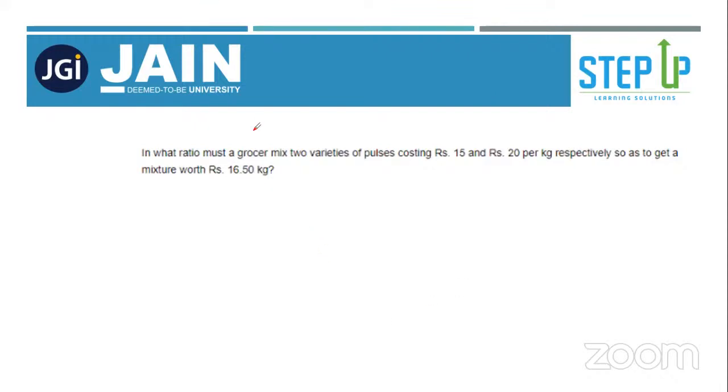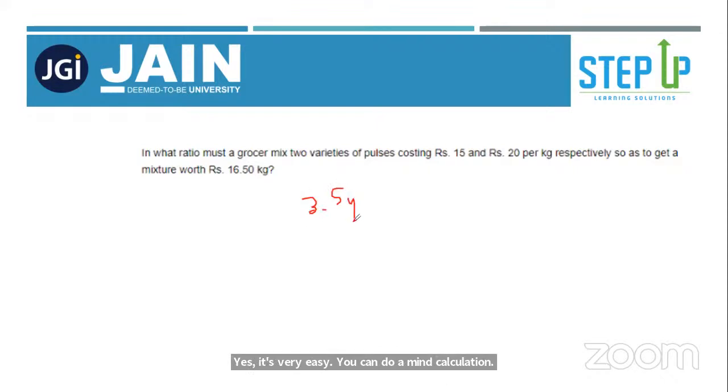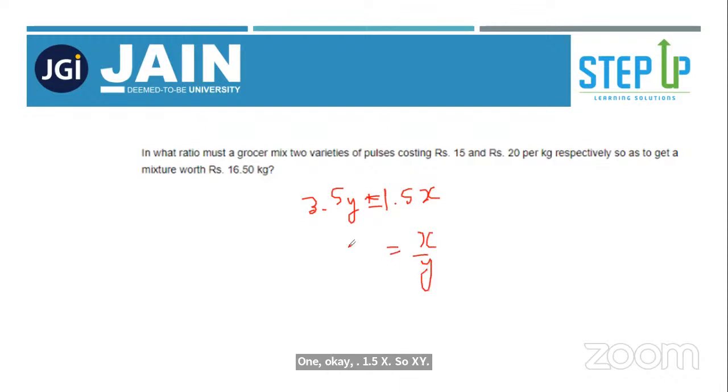Yes, it's very easy. You can do a mind calculation. So easy. 3.5y plus 1 equals 1.5x. So x by y equals 7 by 3. That's it.